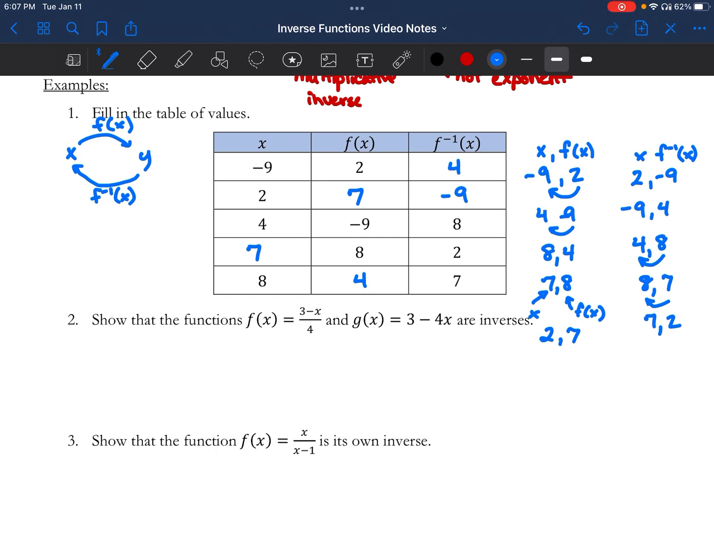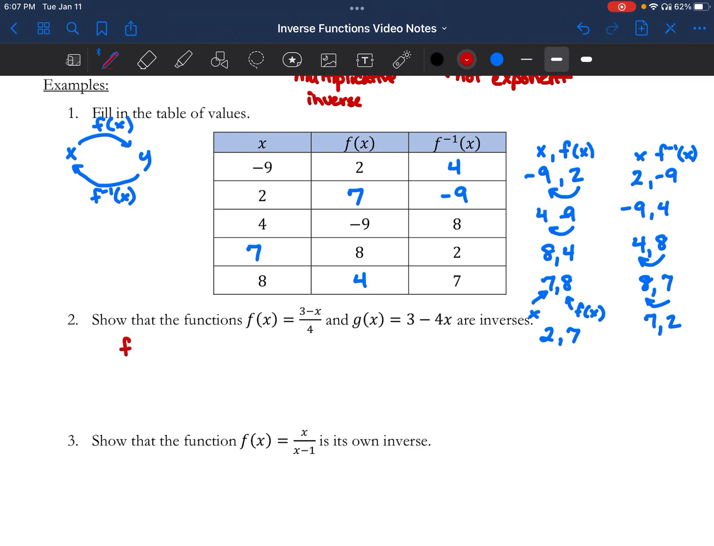Question 2 says, show that the functions f of x, which is (3 minus x) over 4, and g of x, which is 3 minus 4x, are inverses of each other. So let me repeat again. The process that I want to do is I want to take one of them and plug it into the other, and then I want to switch it.